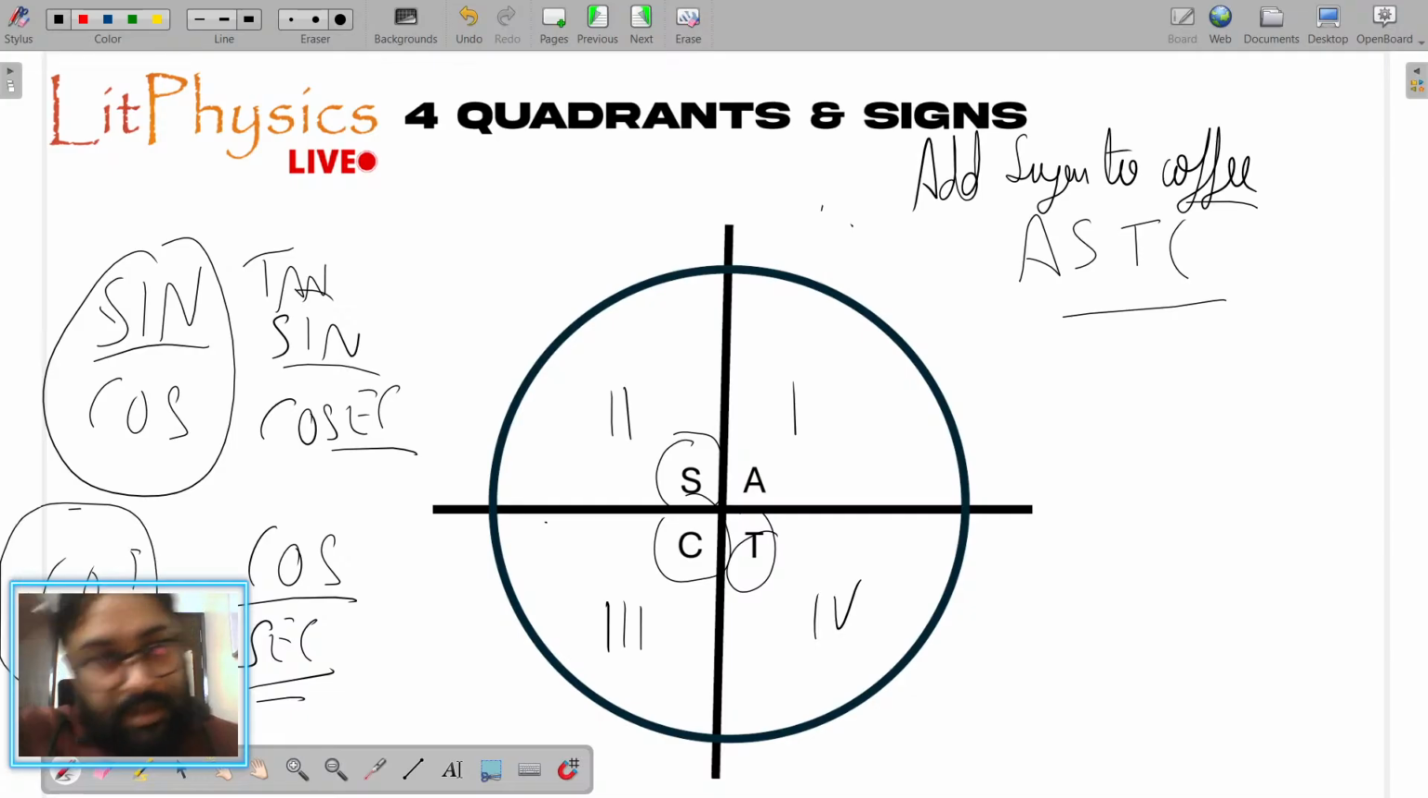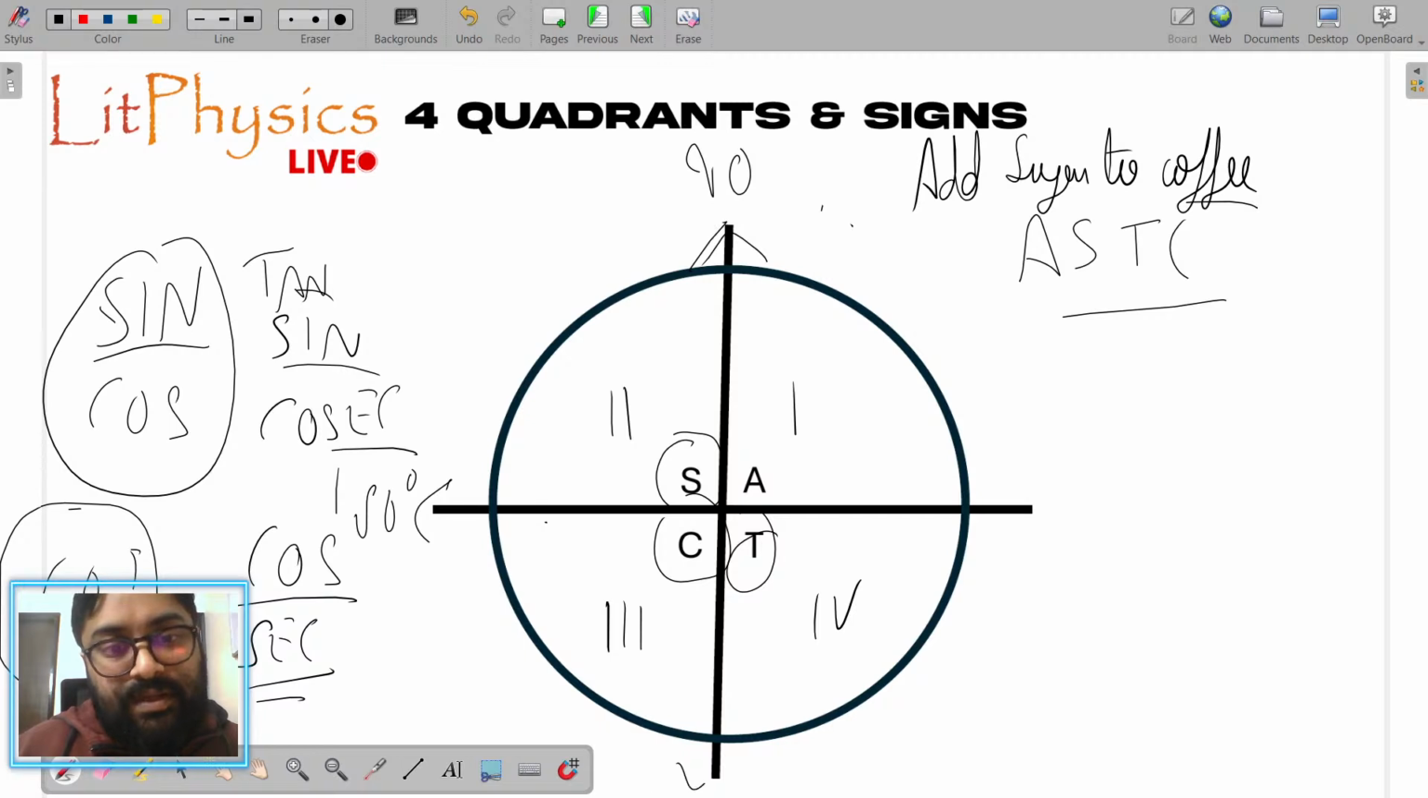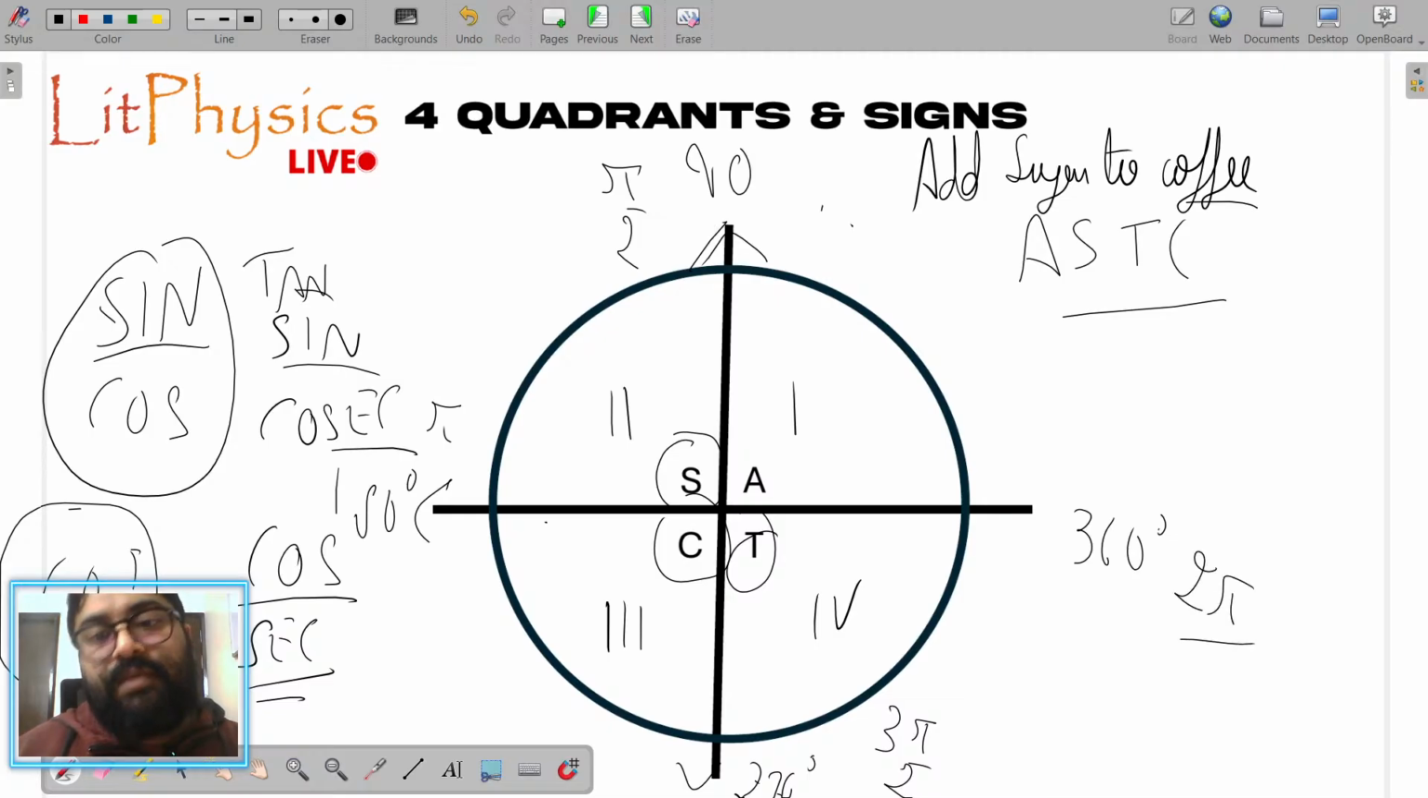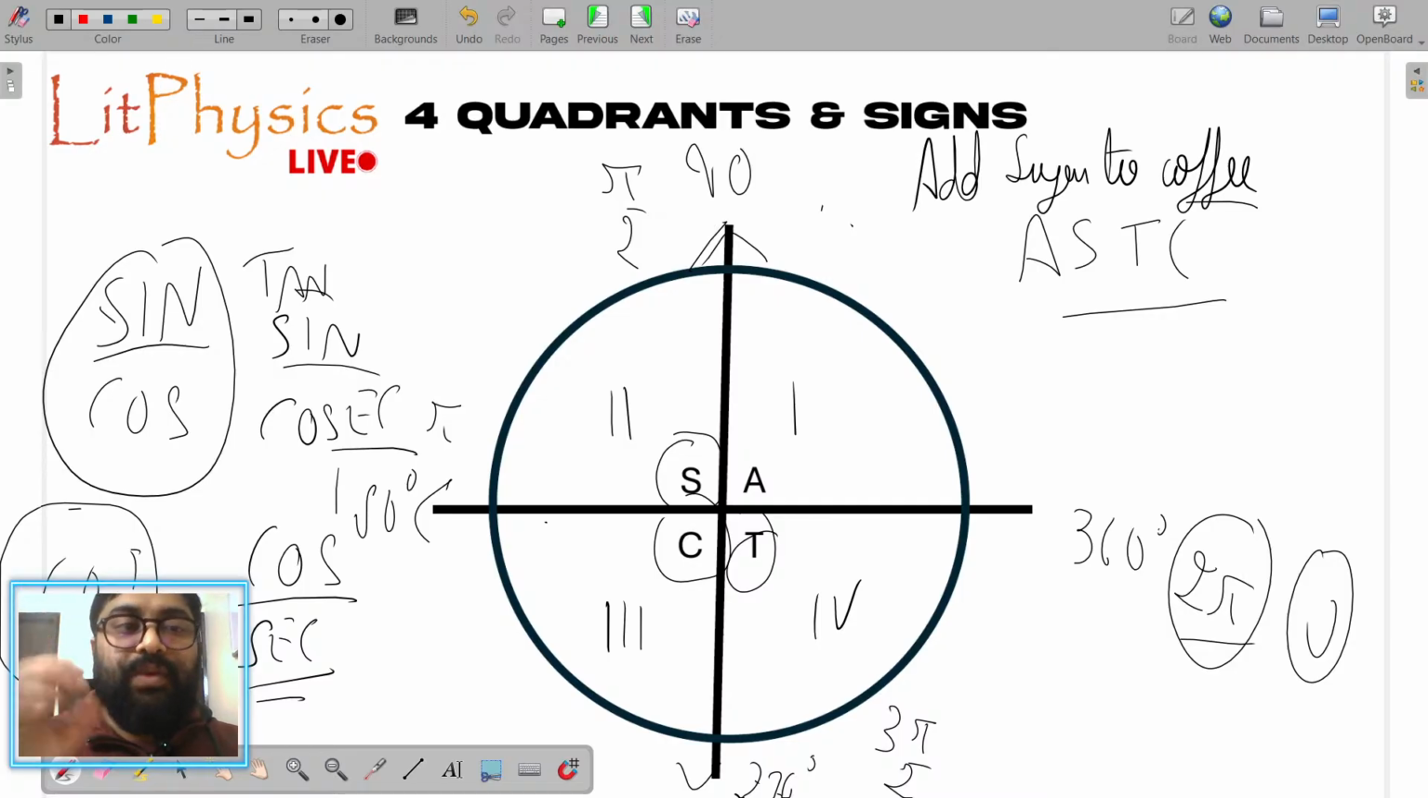Okay. Now this is 90 degrees. This is 180 degrees. This is 270 degrees. And this is 360 degrees. So pi by 2, pi, 3 pi by 2 and 2 pi. Okay. 2 pi is nothing but 0. So 2 pi is equal to 360 is equal to 0. You need to remember this. All right.